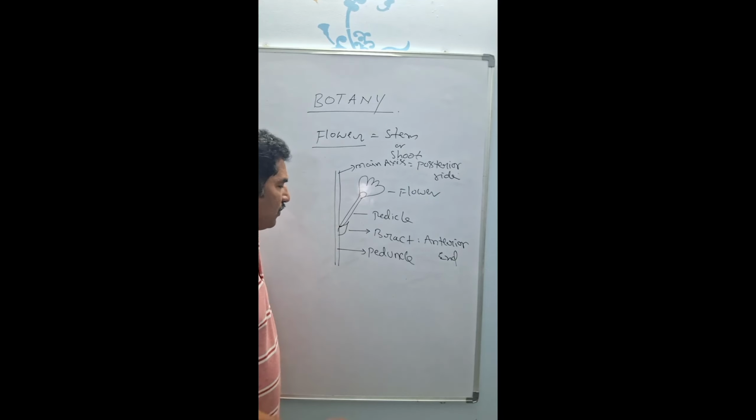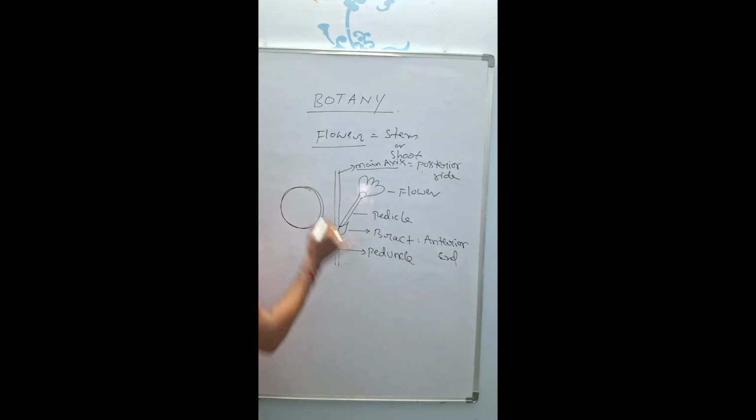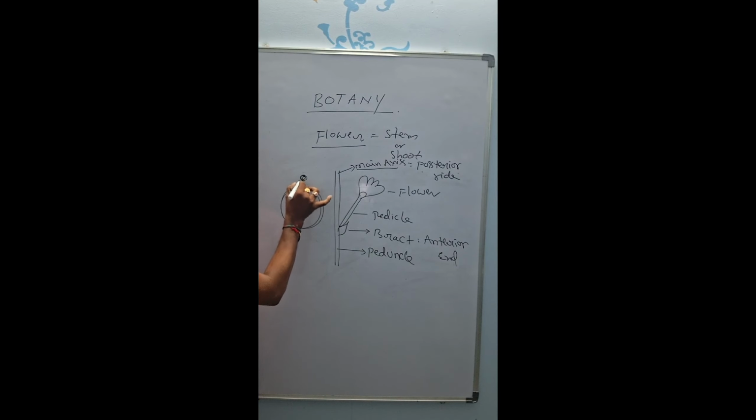Okay, so the flower has 2 parts. Suppose this is the flower and it has 2 parts. Towards the main axis side is called posterior. The posterior part is indicated by a dot. A small dot indicates the posterior side. Towards the base, the bract is present. The base of the flower is called the anterior side.